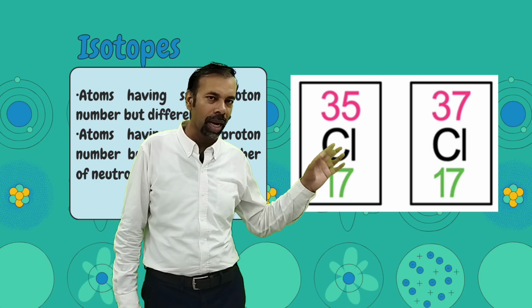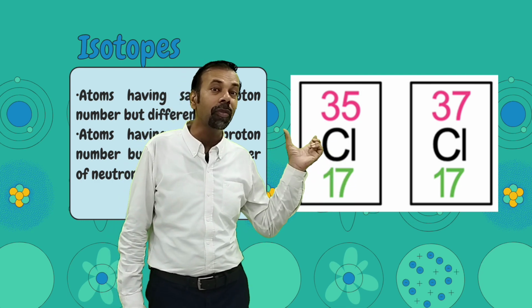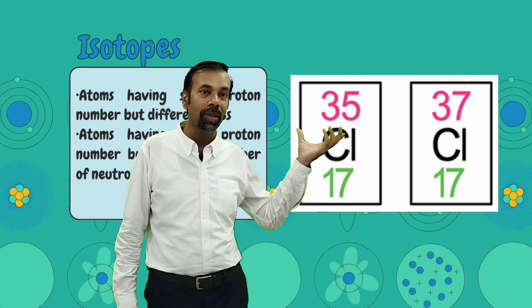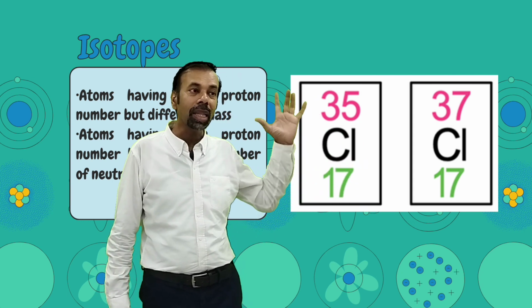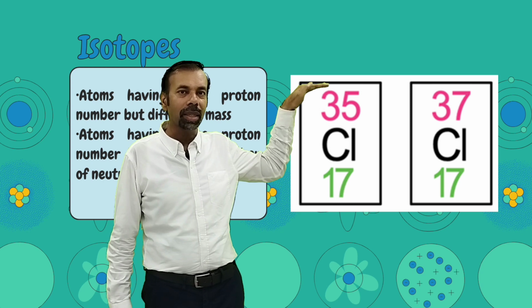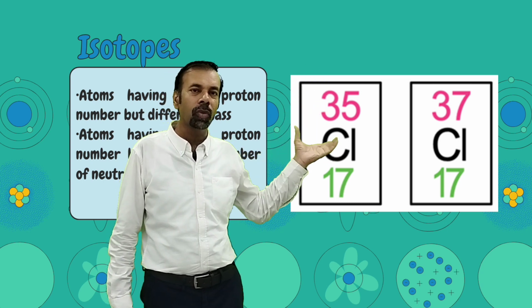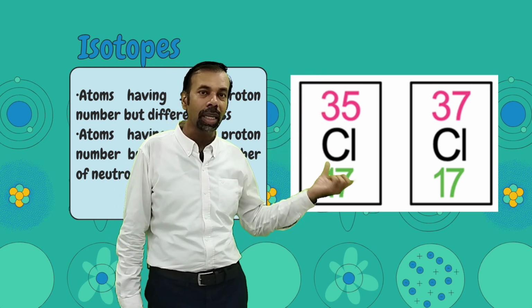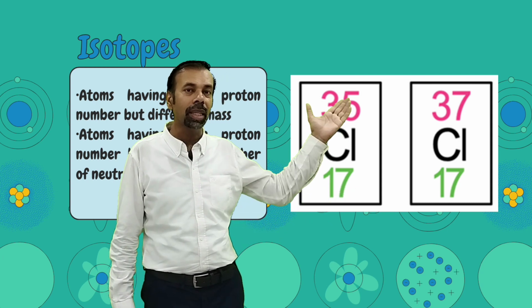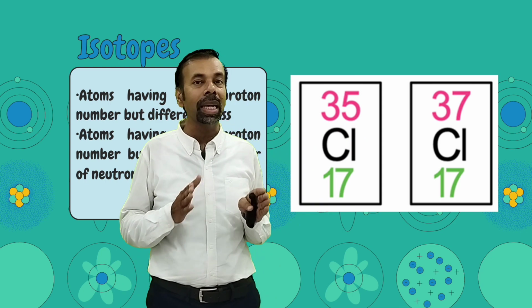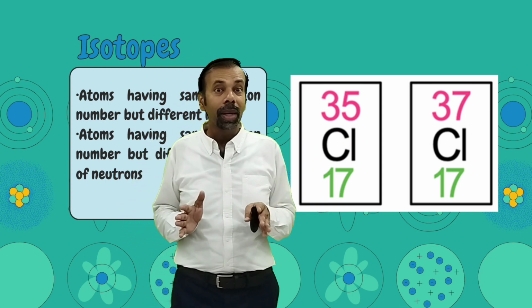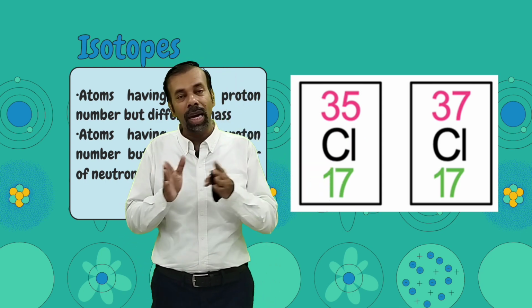They are the same element. They have the same number of electrons as well, because both have 17 protons, so they have 17 electrons. Now, what are their neutrons? If you subtract 17 from 35, you will get 18. One isotope has 18 neutrons and the other has 37 minus 17, 20 neutrons. So isotopes differ only in the number of neutrons. One has more neutrons and one has less.